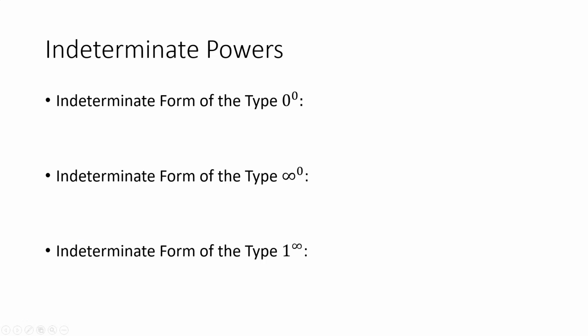So one last type of indeterminate form really comes in three different variations, are indeterminate powers. So these will be limits where we have a function raised to a power that's also a function. And the three types that we'll encounter in this case, we'll have the type 0 to the power of 0, which means that the expression in the base goes to 0, and the expression in the exponent also goes to 0.